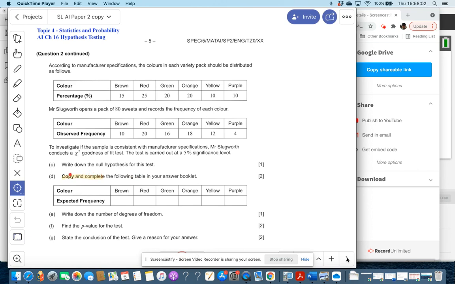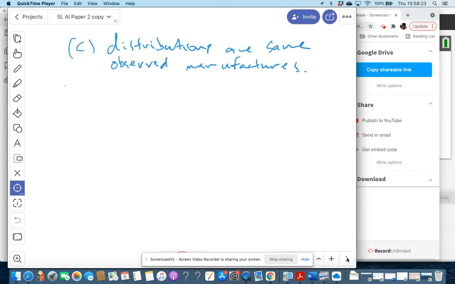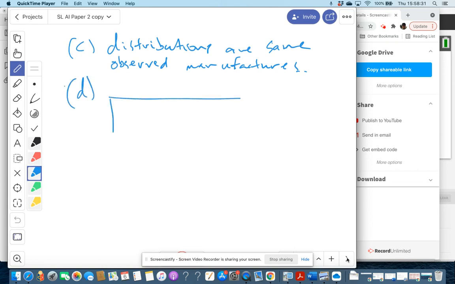Again, like the probability tree, we actually have to copy this table and complete it. How many suites are we talking about? 80. And then we're given these percentages here that we have to multiply by 80 to copy and complete this table. I didn't work this in advance, so I'm going to lose a little bit of time on the video here.